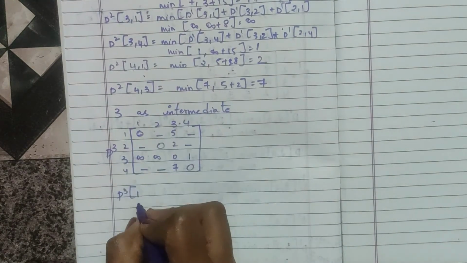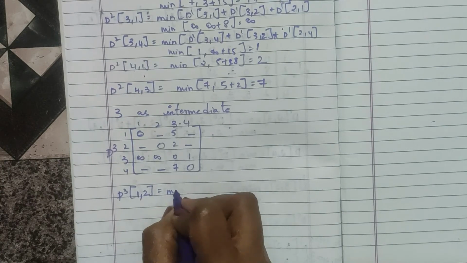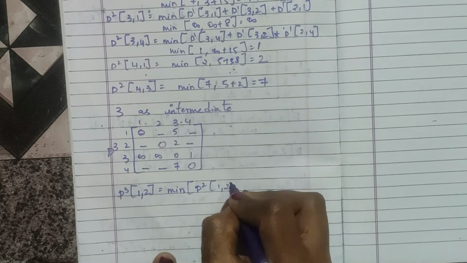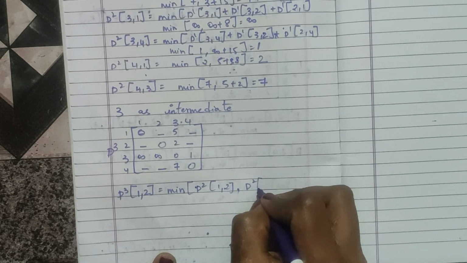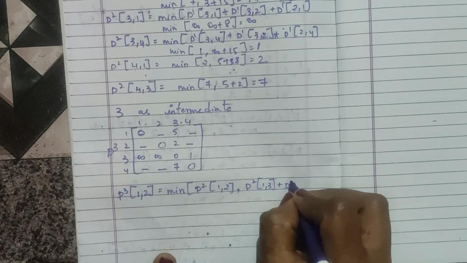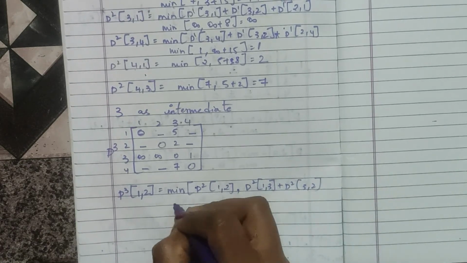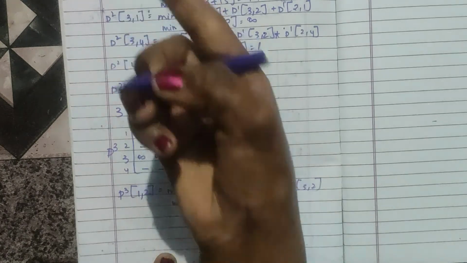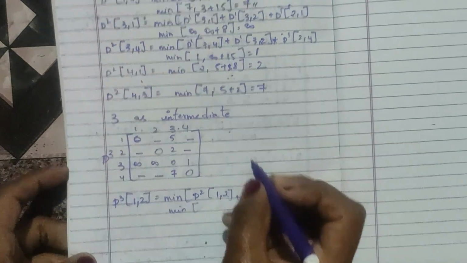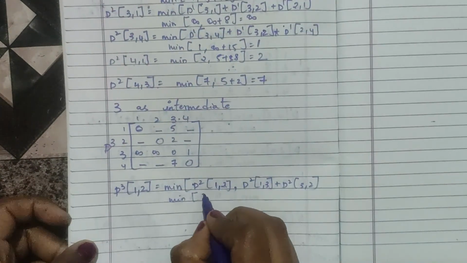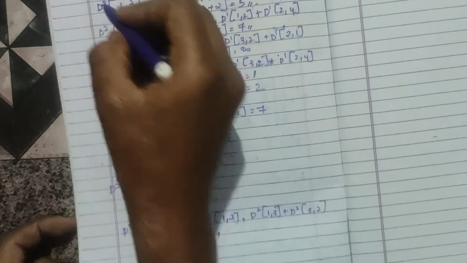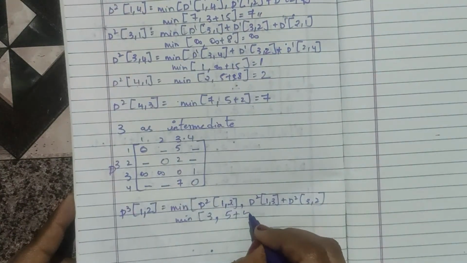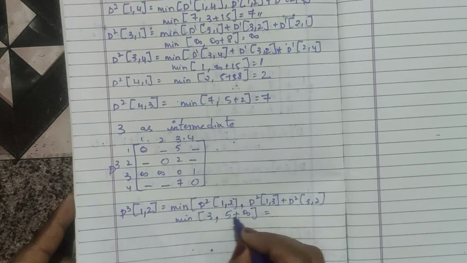So 1 to 2, minimum of D2 1 comma 2. Now D2 of 1 comma 3 plus D2 of 3 comma 2. So the minimum value for this is, now this value you have to see from your D2 table. So 1 to 2 the value is 3, and 1 to 3 the value is 5, plus 3 to 2 the value is infinity. So the minimum number in this is 3.